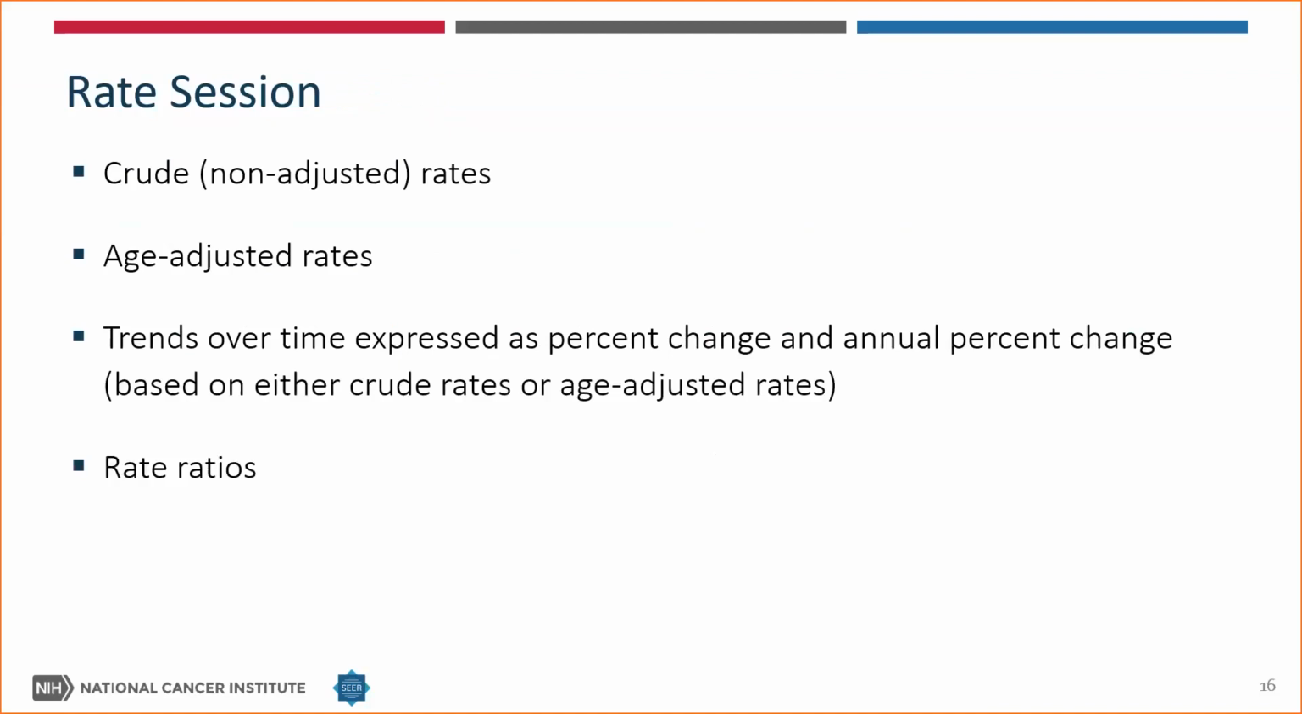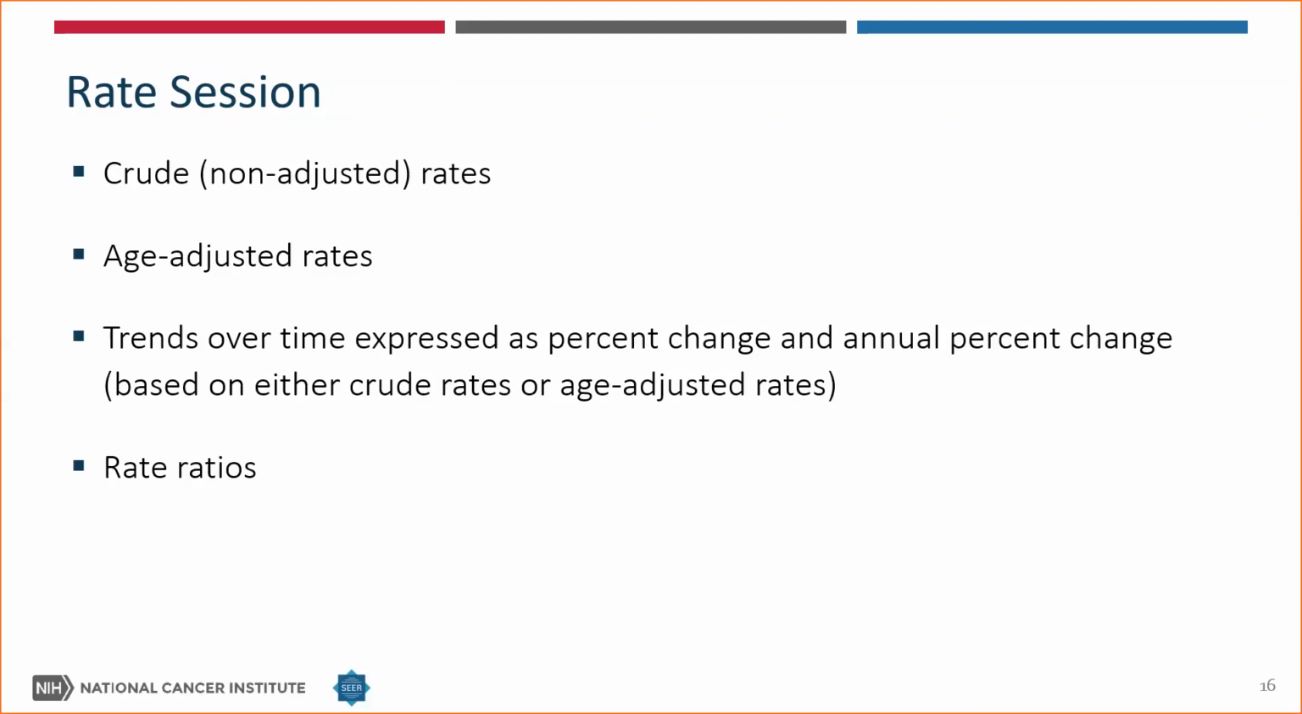The rate session, you can calculate crude, not adjusted rates, or age-adjusted rates. You can calculate trends over time expressed as percent change and annual percent change based on crude, which typically isn't recommended, or age-adjusted rates. Generally, the population is aging over time. The crude rates will be going up, but not because of the cancer so much, just because older people for most cancer sites tend to get more cancer. So typically, almost all rates, we do age-adjusted, unless we're looking at very age-specific groupings, individual ages or 5-year age groups, where there we wouldn't necessarily age-adjust them.